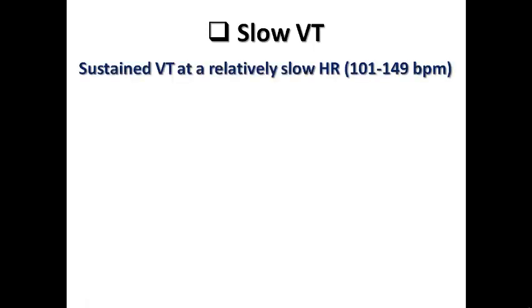We have another terminology called slow VT, in which we have sustained ventricular tachycardia, but at a relatively slow heart rate. It is tachycardia, but relatively slow in comparison to the classic patterns of VT. Usually the heart rate is between 101 and 149. So it is less than 150 beats per minute, but of course it is still tachycardia because it is above 100 beats per minute.